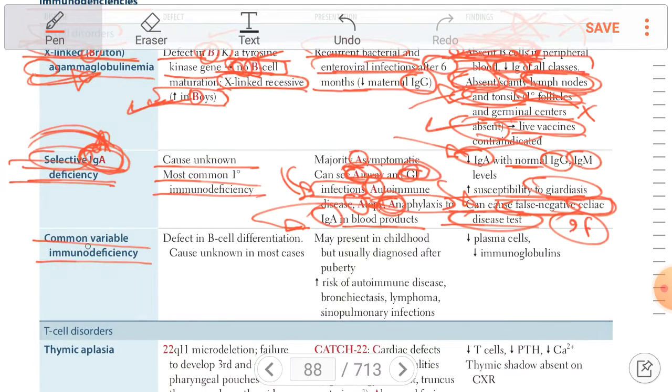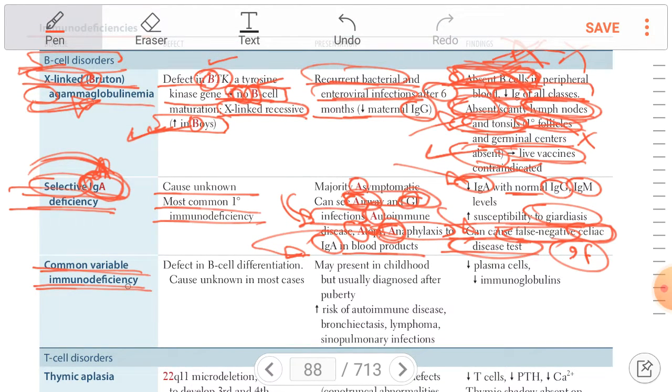Then here we have common variable immunodeficiency. What is meant by common variable immunodeficiency? A defect in differentiation. I didn't speak about the B cell; I say B cell differentiation. The B cell is normal, but there is abnormality in differentiation.